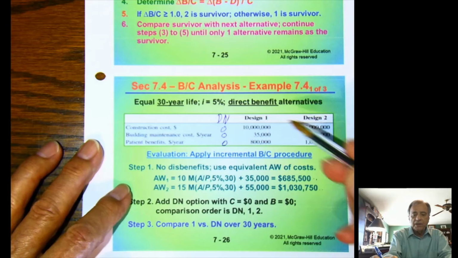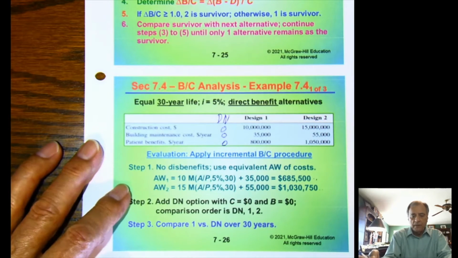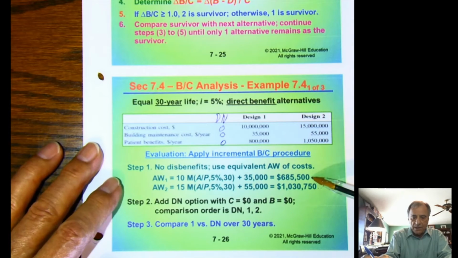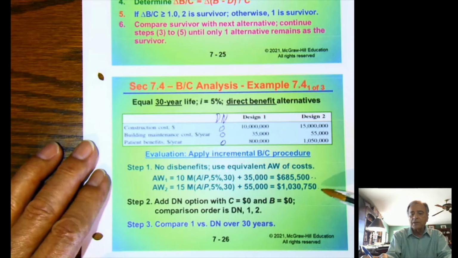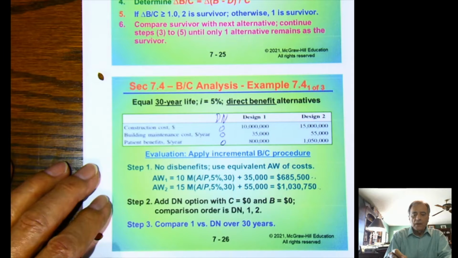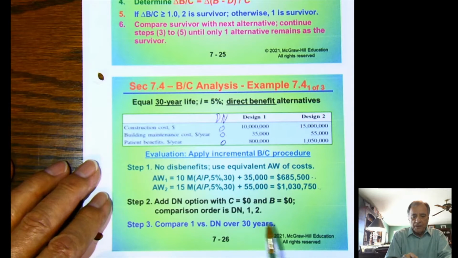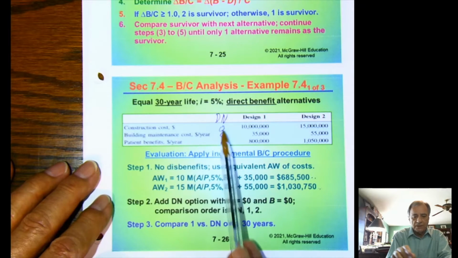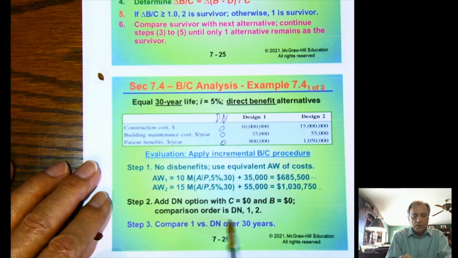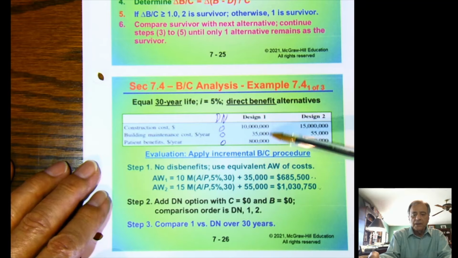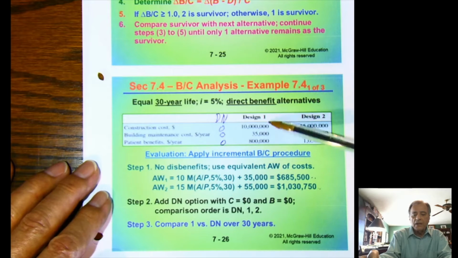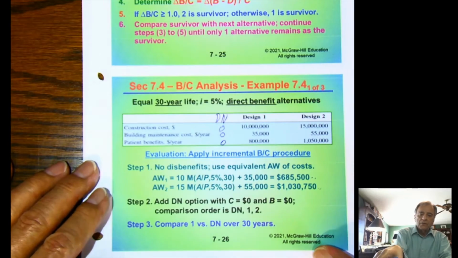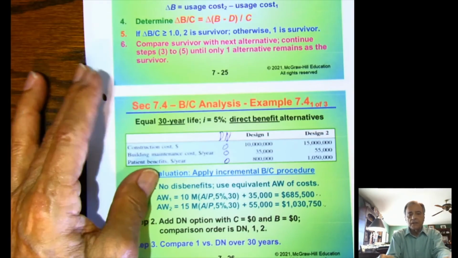Alternative 1 will be compared with doing nothing, because this number here, which is the total annual cost, is less than the total annual cost of 2. And of course the cost of doing nothing and the benefit of doing nothing is 0 and 0. And so really this is just going to be the BC of design 1. So that will be done in the next slide.